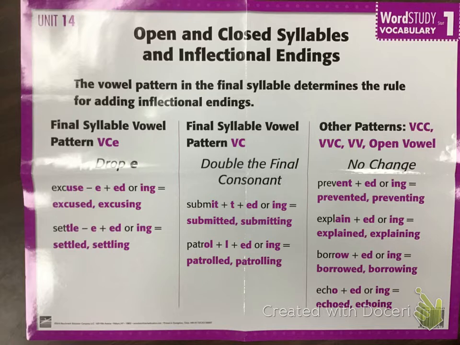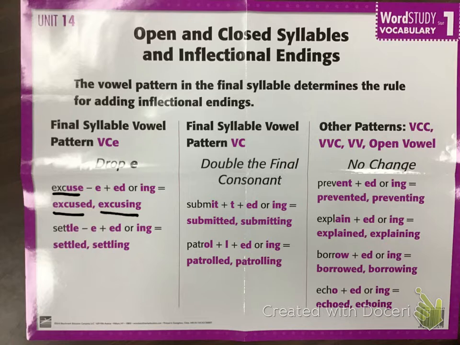For example, if you have a word like the word excuse, that word ends in a vowel, consonant, silent E. So the rule is we're going to drop that final E before we add an ED. So basically, we don't want two E's right next to each other or an E and an ING next to each other. We're going to drop that before we add that inflectional ending to make excused or excusing.